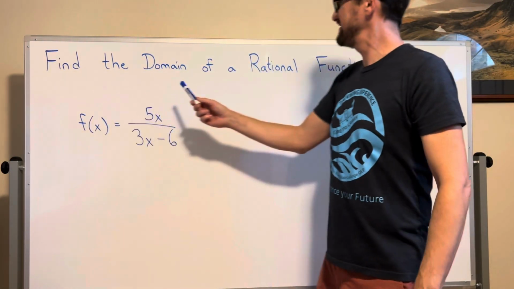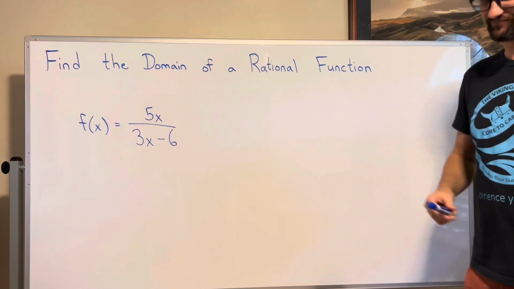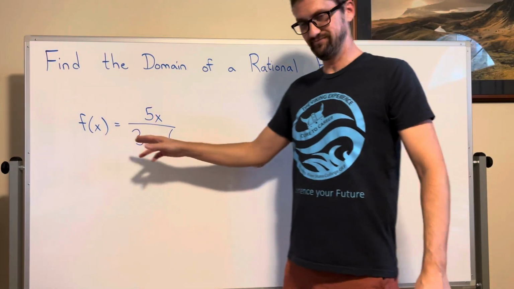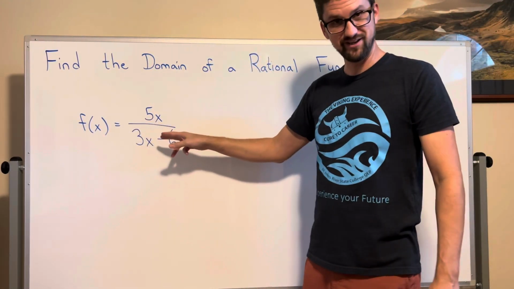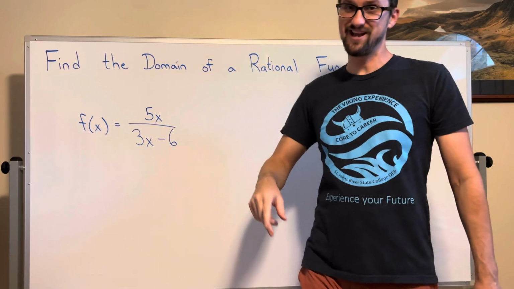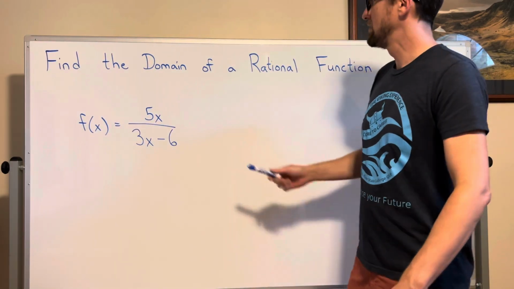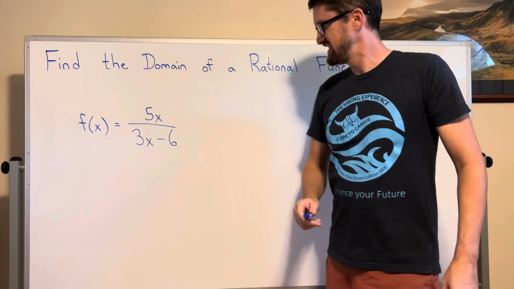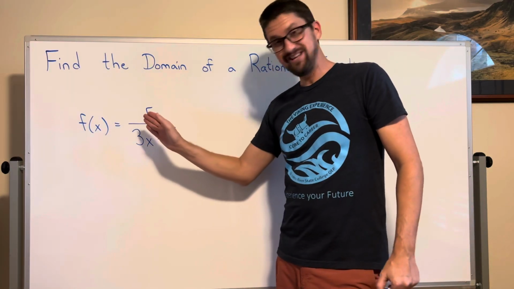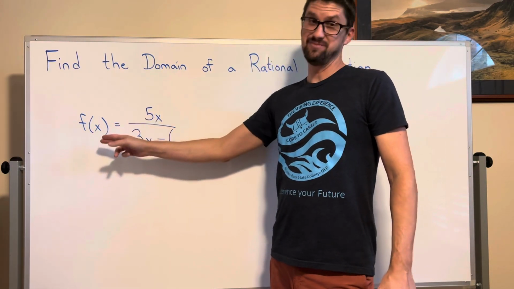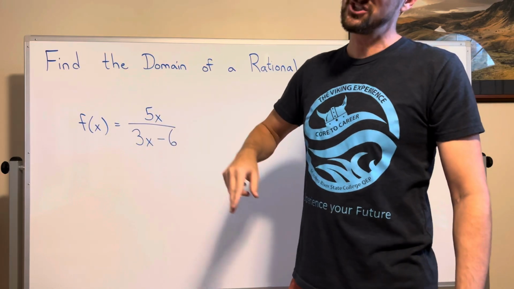Find the domain of a rational function. Here's our rational function. F of x equals 5x divided by 3x minus 6. The domain is going to be all the x values that can be plugged into this function.